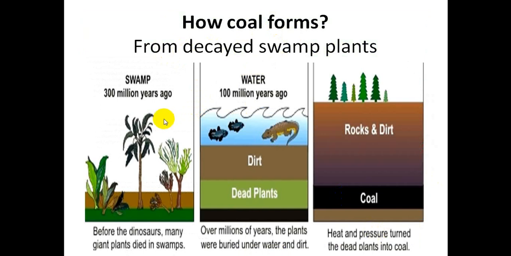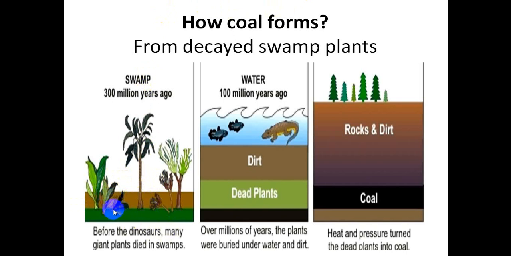This is another kind of fossil fuel. Here in the coal, as we know, coal is solid. How does coal form? From decayed swamp plants. So first, oil and gas form from protists, but this coal is formed from swamp plants. What is a swamp? A swamp is a place that has water and a lot of trees. When they die, they fall down in the water, like here in the picture.